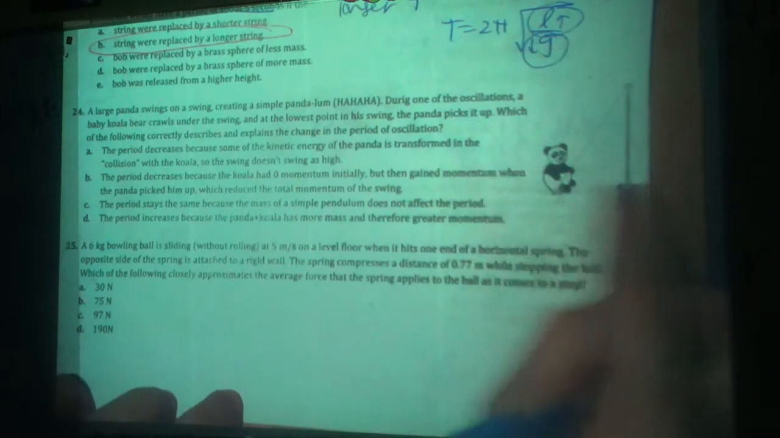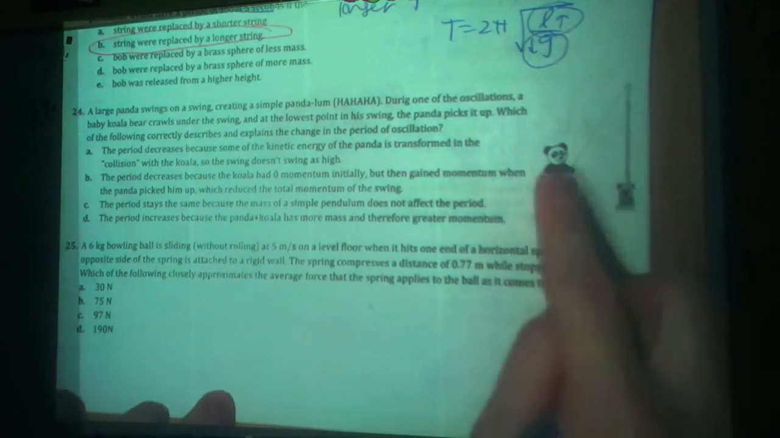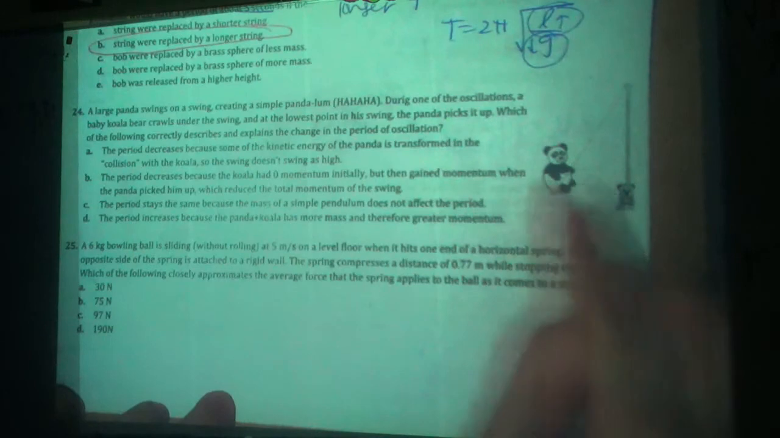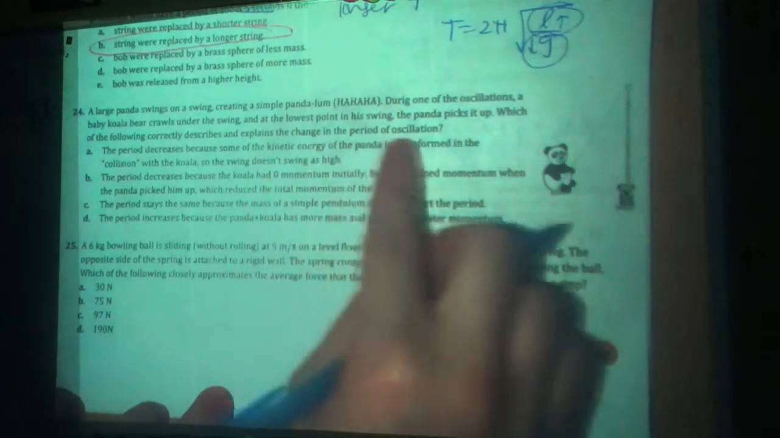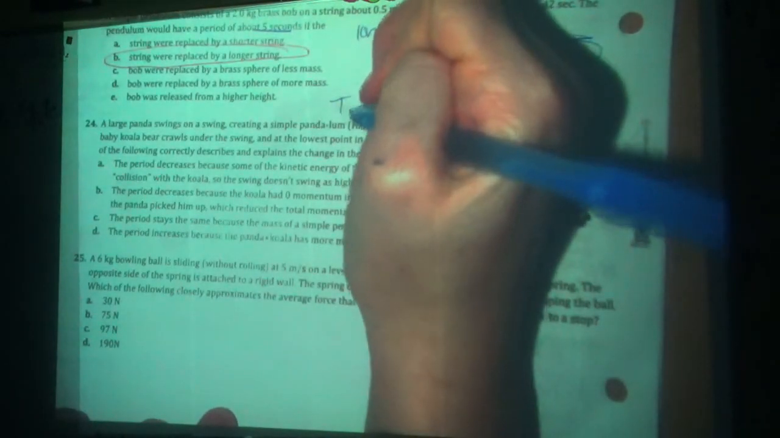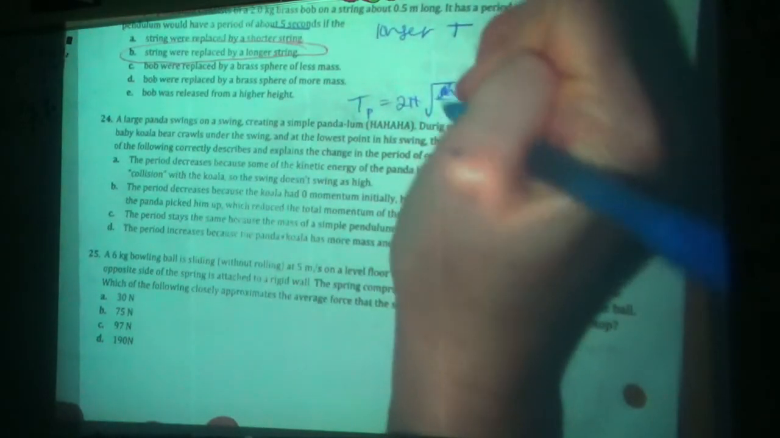During one of its oscillations, a baby koala bear crawls under the swing, and at its lowest point, the panda picks it up. Which of the following correctly describes and explains the change in the period of oscillation? The period of oscillation for a pendulum is equal to 2 pi square root of L over g. My bad, I almost just did mass on a spring. This is an L. That doesn't look like L over g.